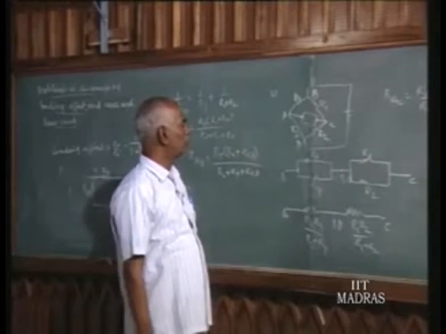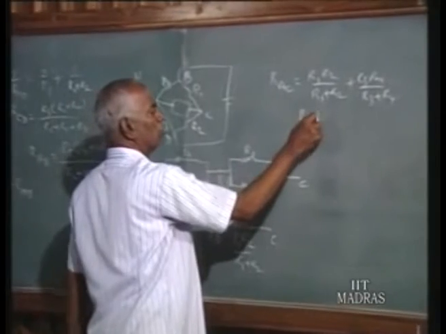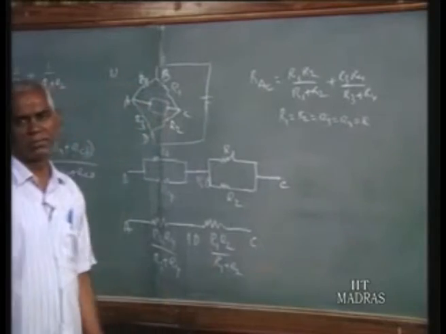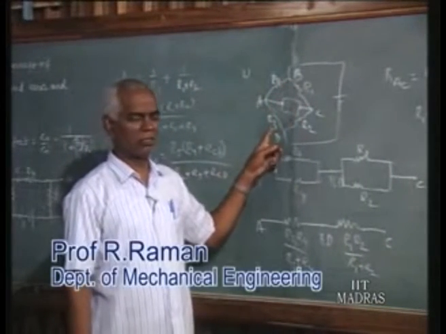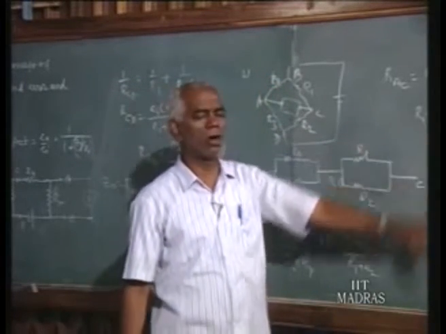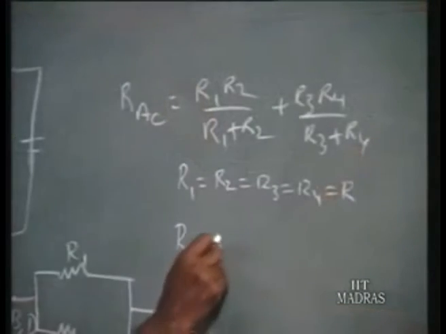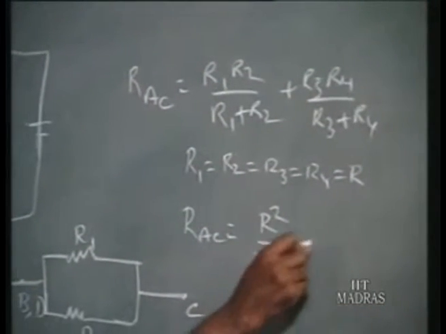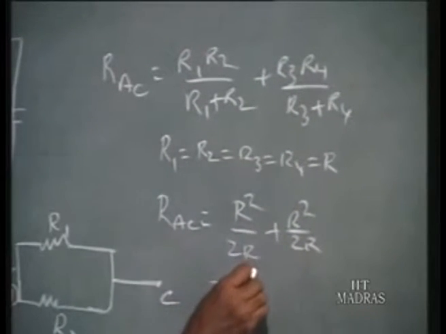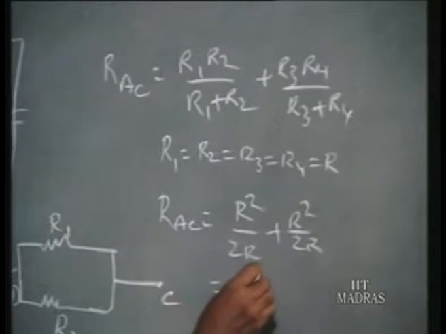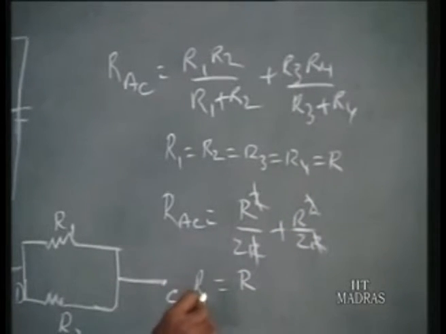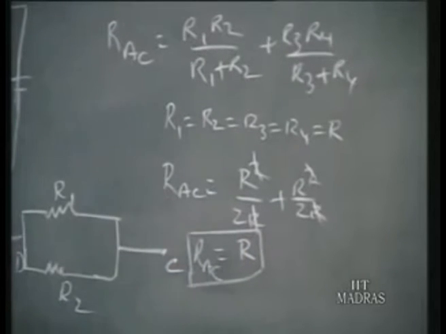In normal practice, you find R1 is equal to R2 is equal to R3 is equal to R4 is equal to R. In strain gauge applications, we normally purchase 4 strain gauges of 120 ohm, and the bridge is made up like that. So we will call R1 to R4 equal to R. In this situation, RAC is equal to R squared by 2R plus R squared by 2R. So we have got R by 2 plus R by 2, which is equal to R. So RAC is equal to R. It is simple to remember.